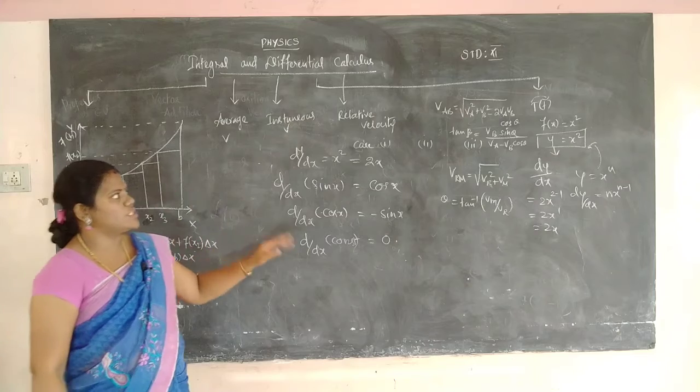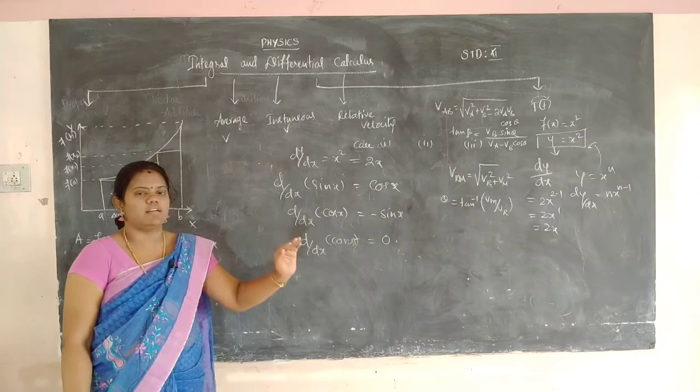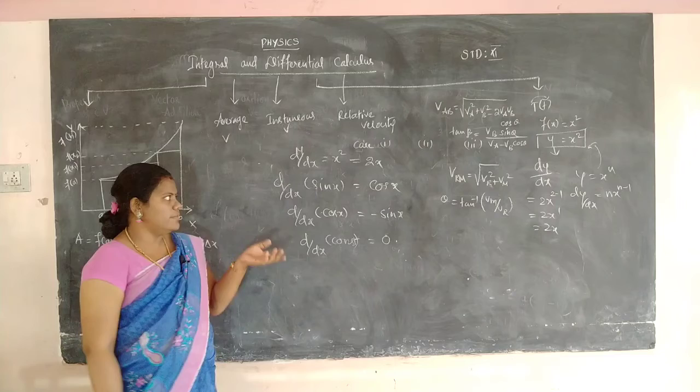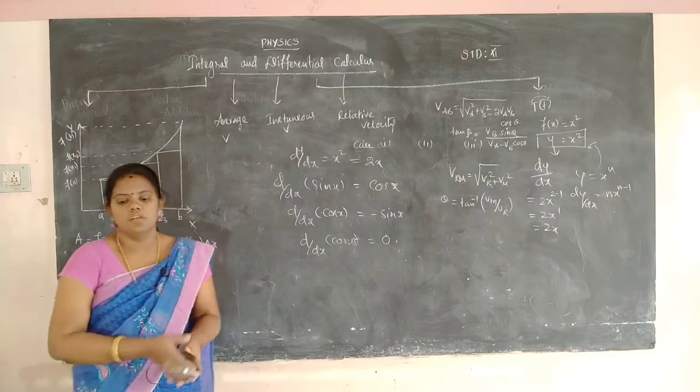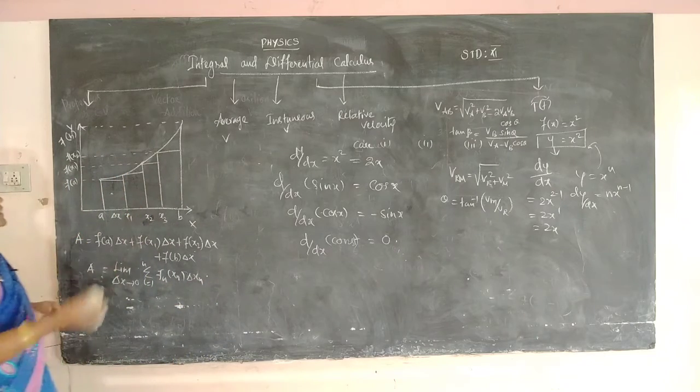Okay, this is the differentiation. Differentiation is nothing but taking the derivative of one thing. Derivative means d by dx. Once you put d by dx, that is the differentiation. That's all. Okay, so next I will go for integration.